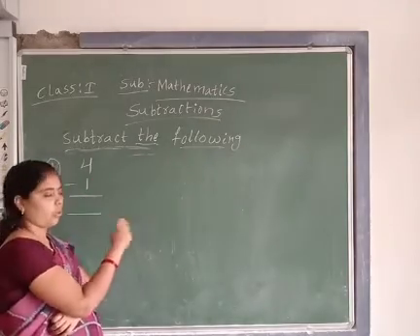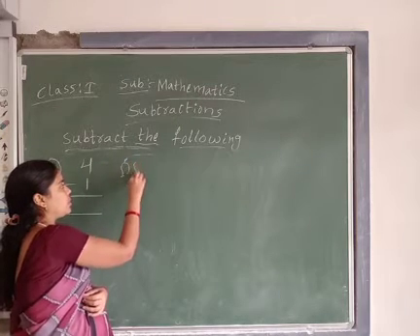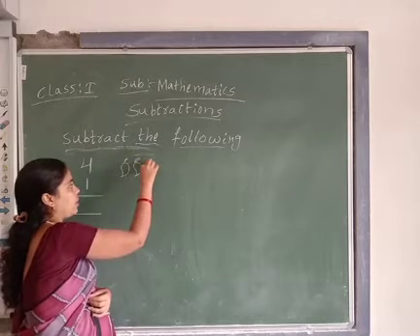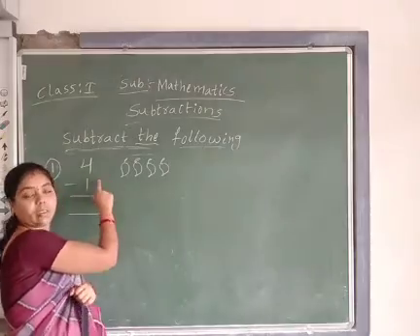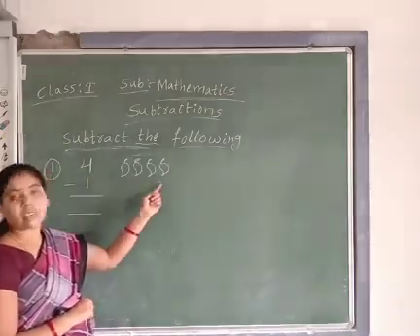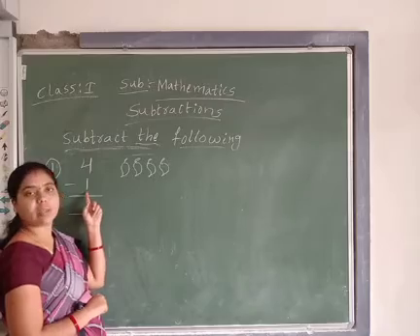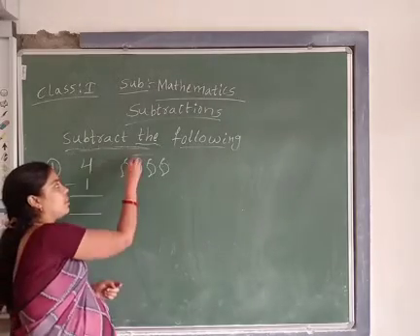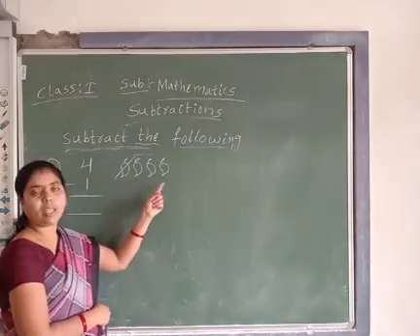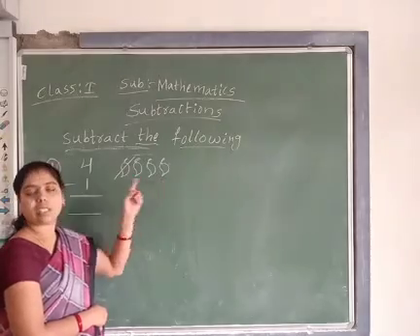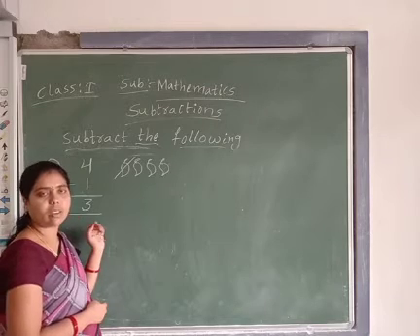So here 4. How many are here? 4 only. So I am taking 4 fruits. I am drawing them here. Which number is there, that many only I will draw. 1, 2, 3, 4. So from this 4, how many will we subtract? Only 1. 1 will subtract. So I will cut it. So how many remain? 1, 2, 3. 3 will remain. So write here 3. So do you understand, children, the concept of subtraction?